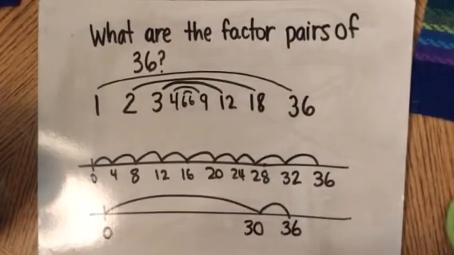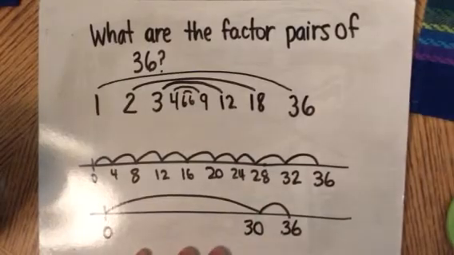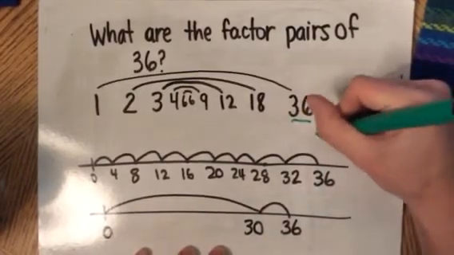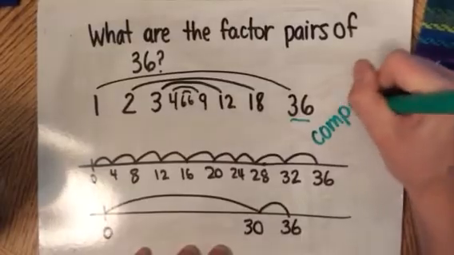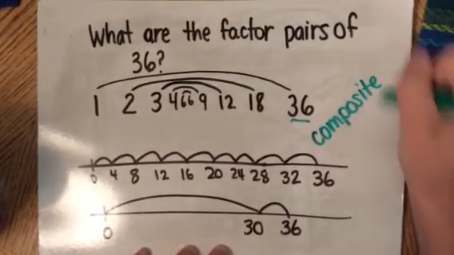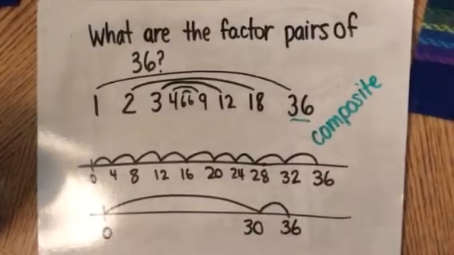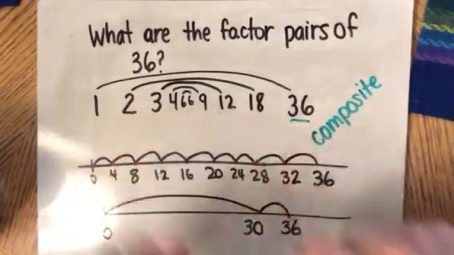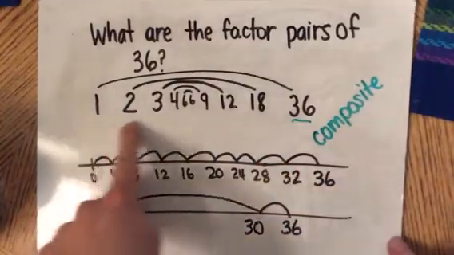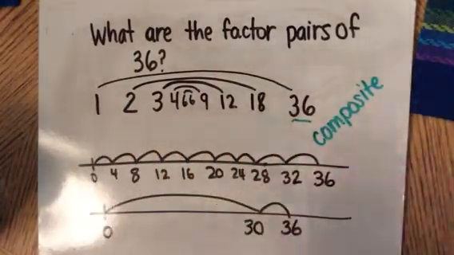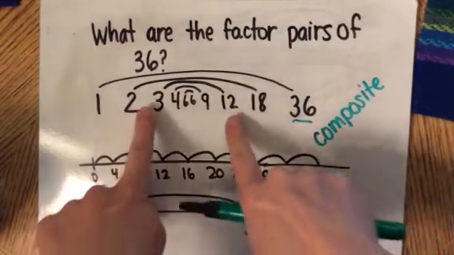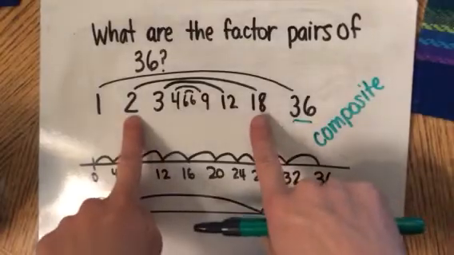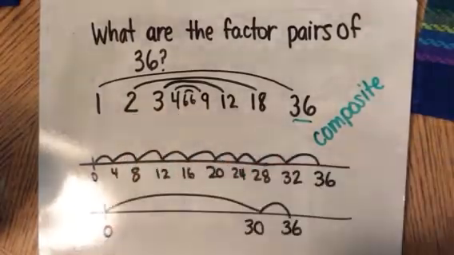So back to that prime or composite. What kind of number is 36? It is composite, because it has more than 2 factors. It's not just 1 and itself, it's these. So think to yourself, which of these factor pairs were most difficult to find? And what strategies could you use to make sure that you're getting all of the pairs?